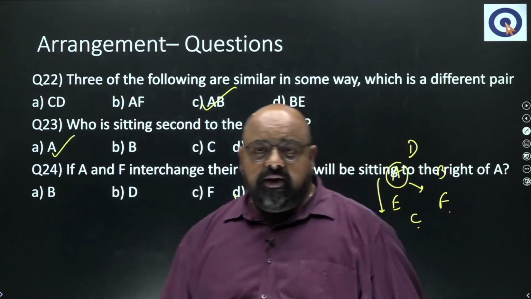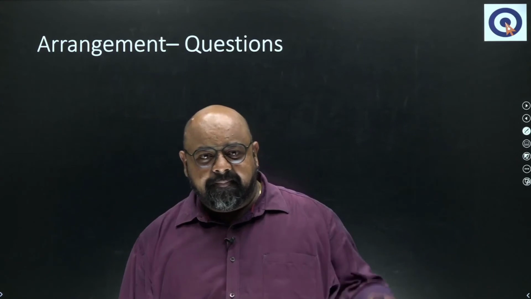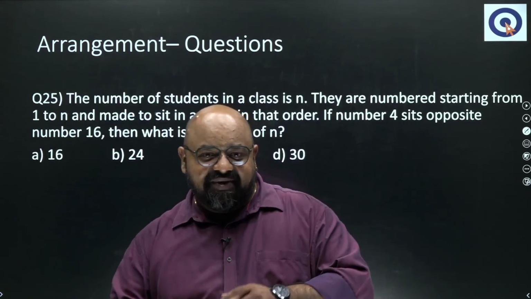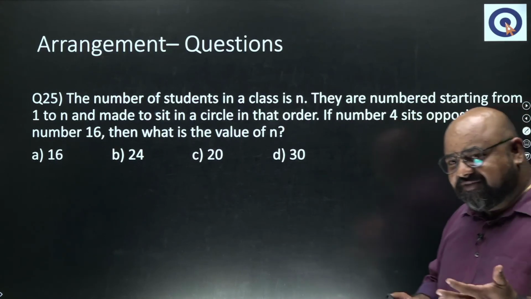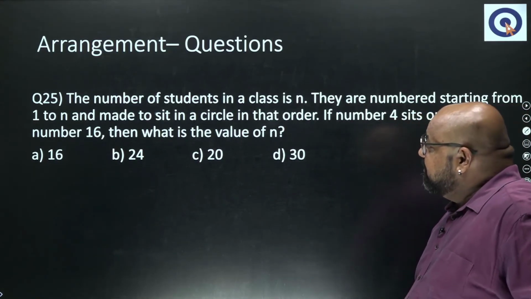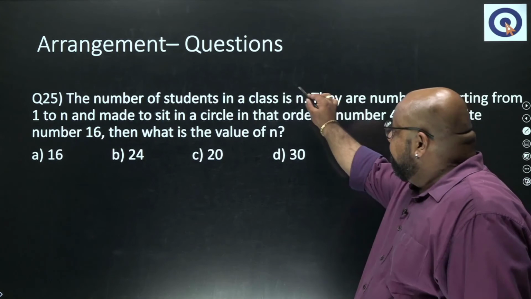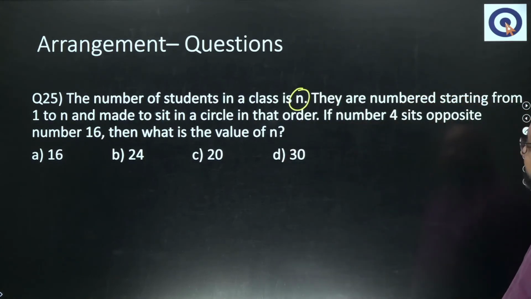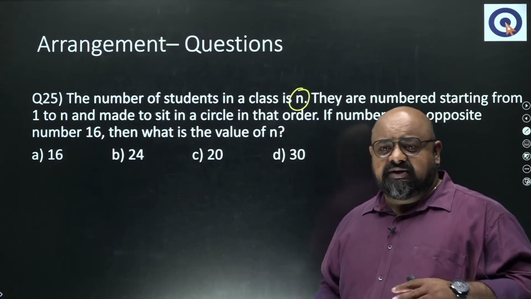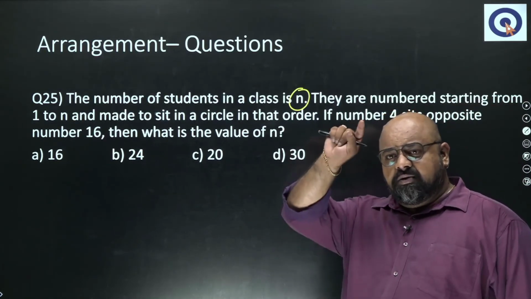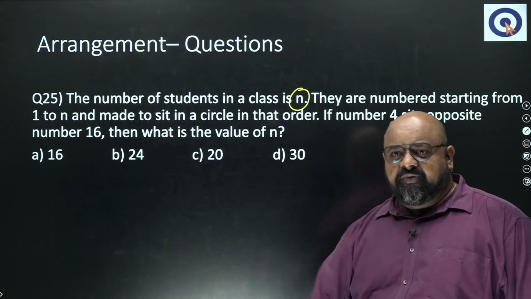Circular arrangement. And since we are talking of circular, one short question based on circular arrangement is this one. Sort of a puzzle, but yeah. The number of students in a class is n. They are numbered starting from 1 to n. So roll number 1, 2, 3, 4, 5, 6, 7 and so on, made to sit in a circle in that order.